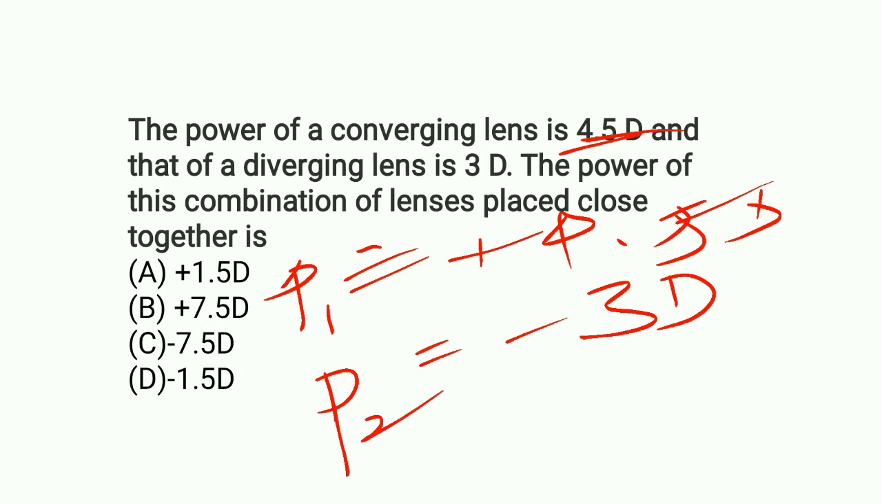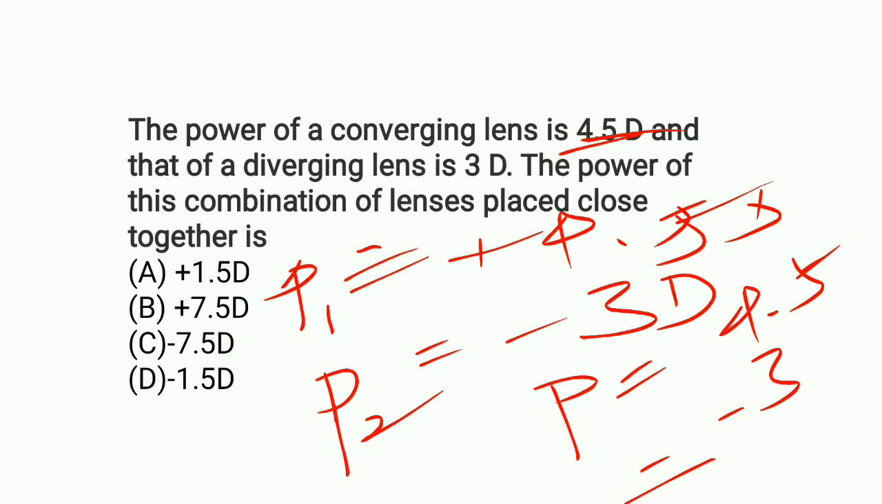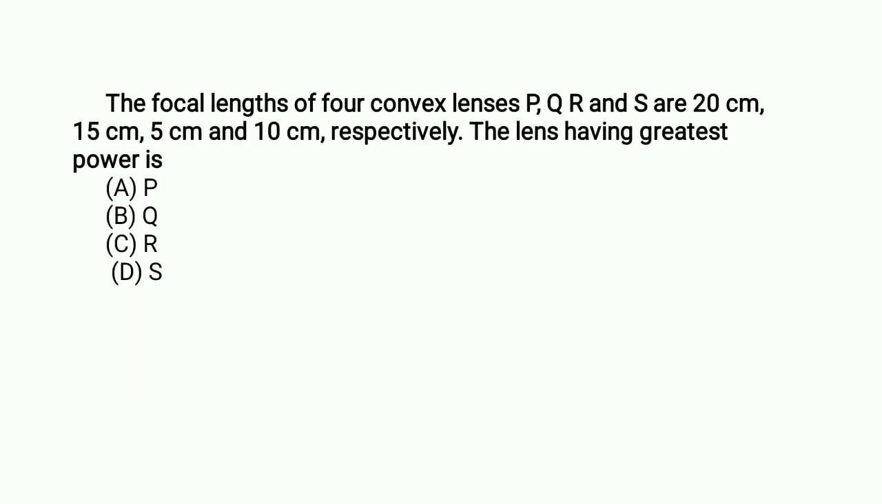So just now we want the total combination of power of these two lenses. So total power P is equal to P1 plus P2. So 4.5 minus 3, this is equal to, you will get plus 1.5 diopter. So option A, 1.5 diopter is the correct answer.